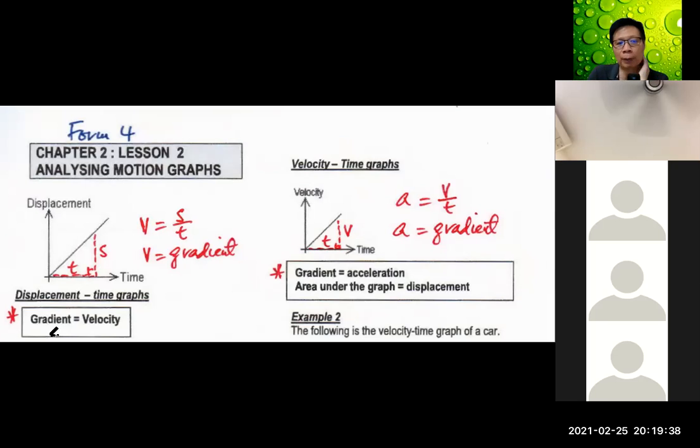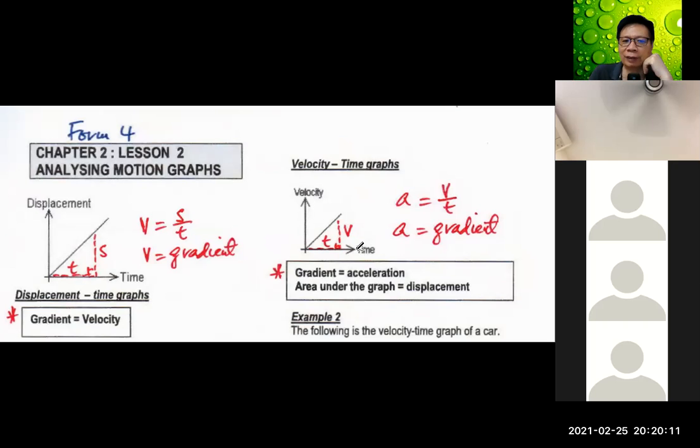So the important fact here from the displacement time graph is that gradient equals velocity. When you find the gradient, it is velocity. When the gradient is positive, velocity is positive. Go uphill, gradient positive. Go downhill, gradient negative, which means velocity is negative. So remember that.